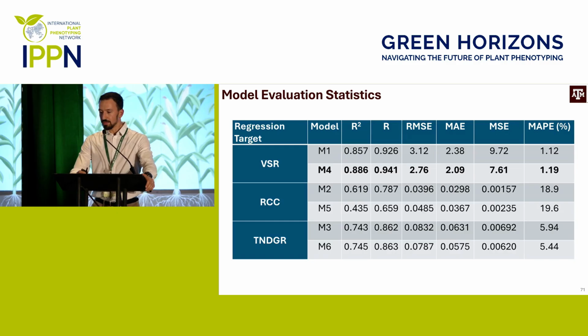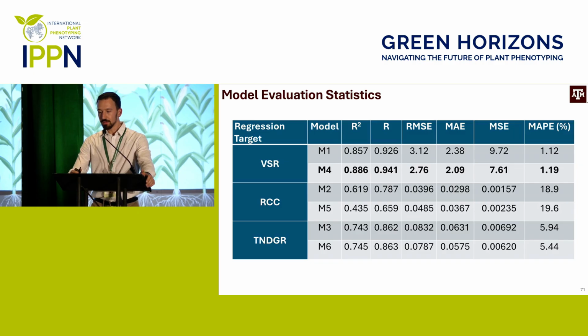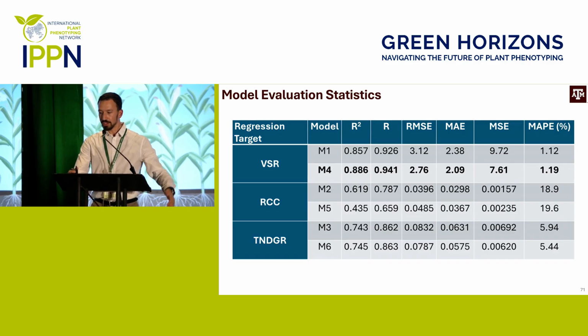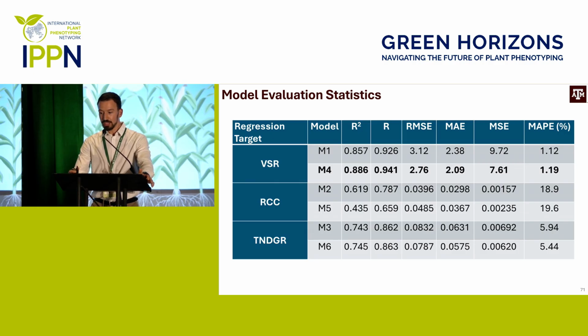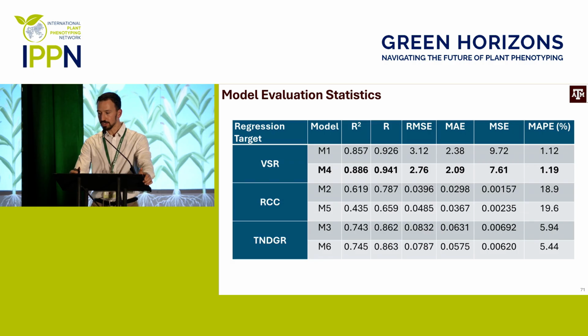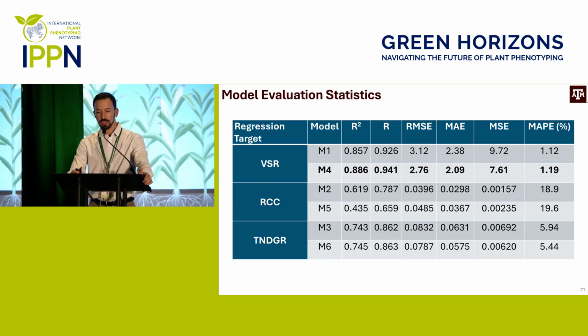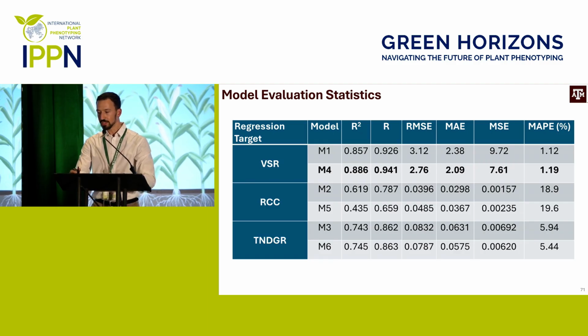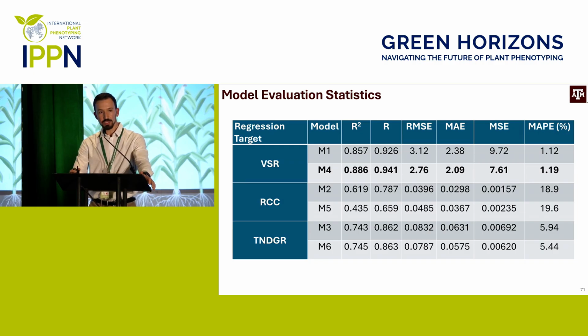Okay, and looking at the metrics, each model was evaluated 25 times with a randomized train test split. Based on R-squared alone, we can see that the visual senescence rating performed the highest with a very low mean absolute percentage error. M1 performed very similarly. In second place, the TNDGR index did pretty well with a 0.74 R-squared, also just below 6% for the mean absolute percentage error. And RCC did not do as well. And that didn't surprise me again, because if we look back at the FPC1 versus FPC2 plot, we could see that RCC was not able to separate those temporal phenotypes as well as the other index was.